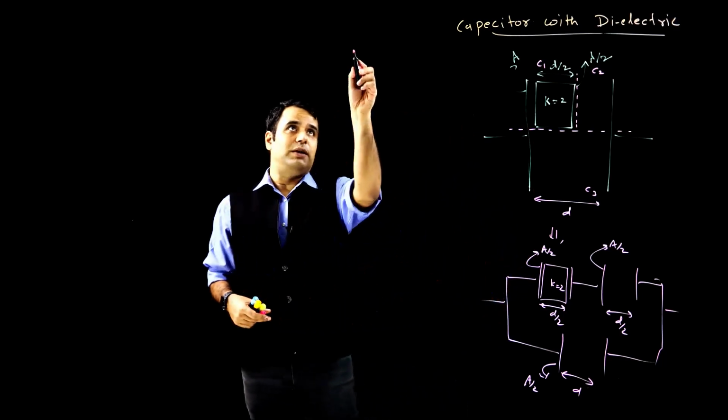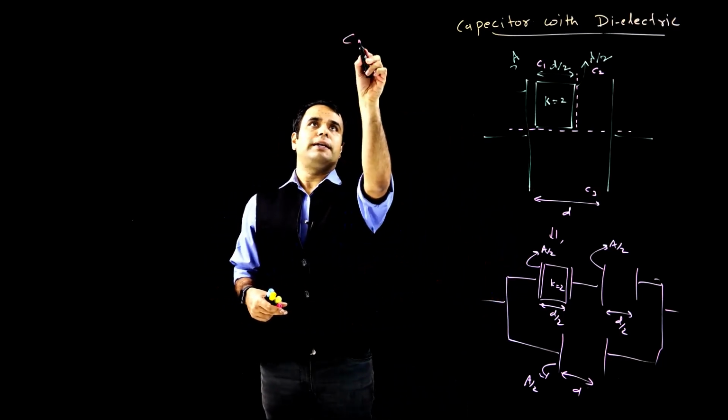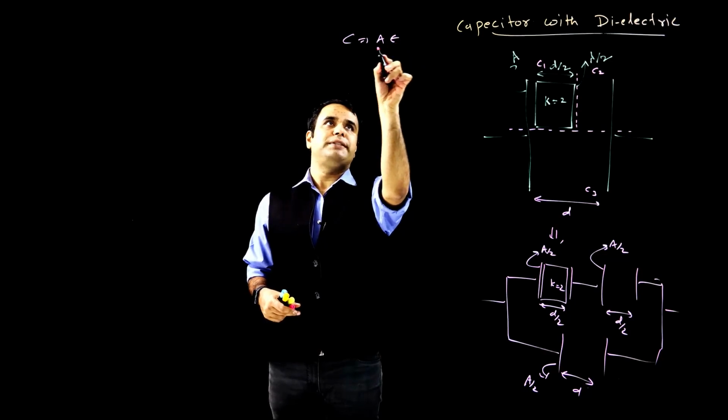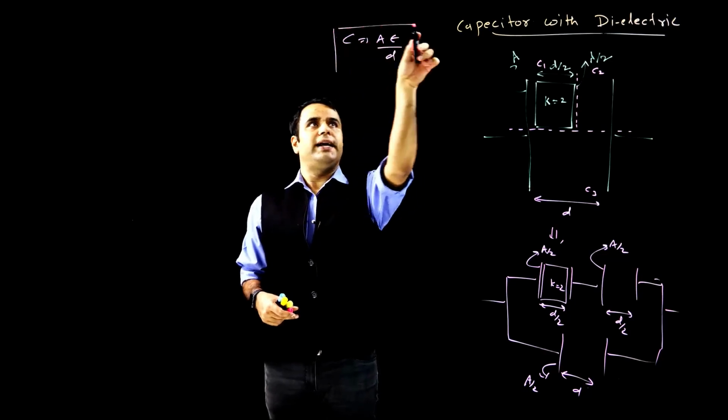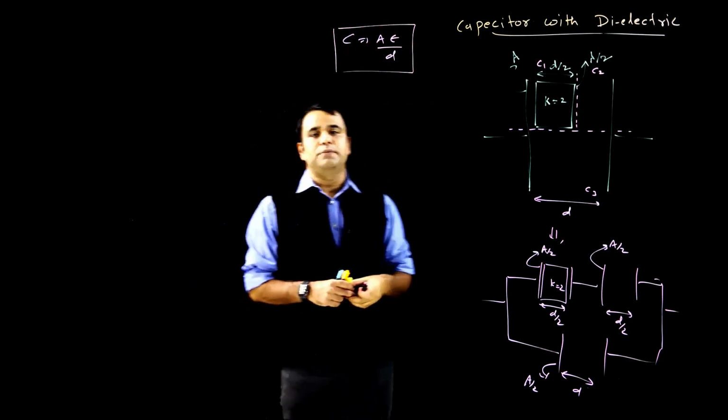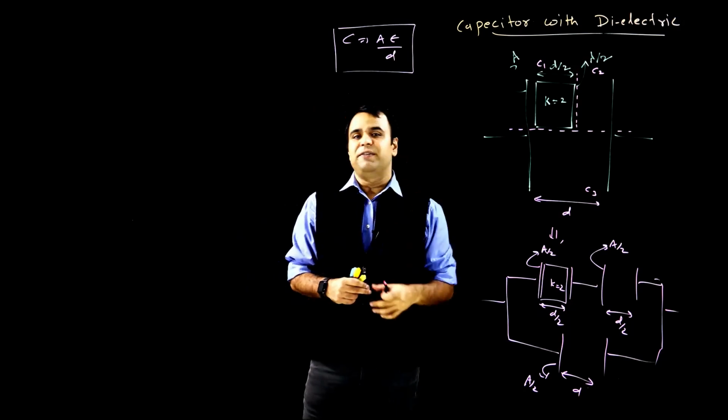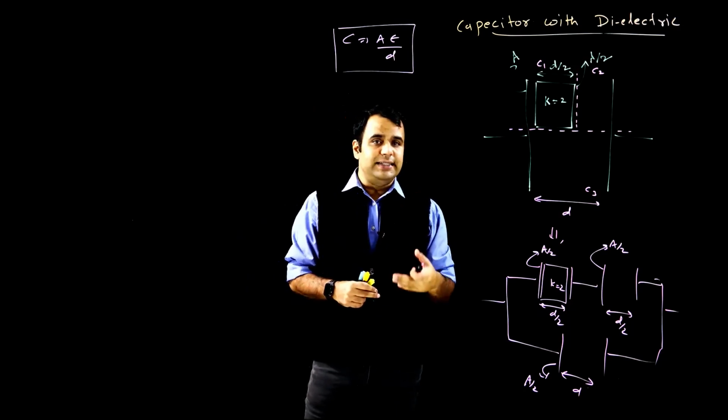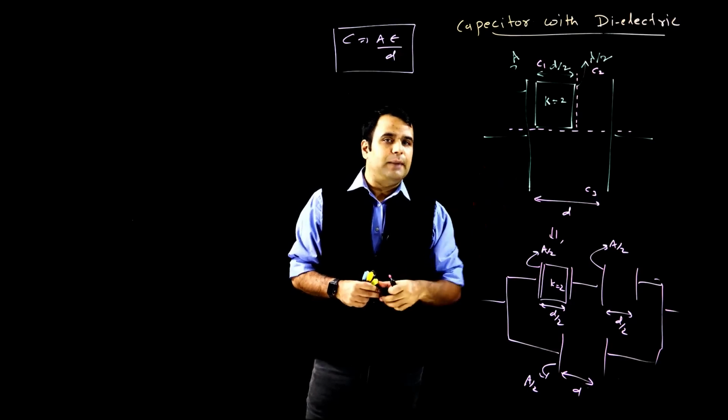Now let's write the formula. The formula to calculate capacitance is A epsilon upon D, where A is the cross-section area of the capacitor, D is the width between the plates, and epsilon is the permittivity inside the capacitor.